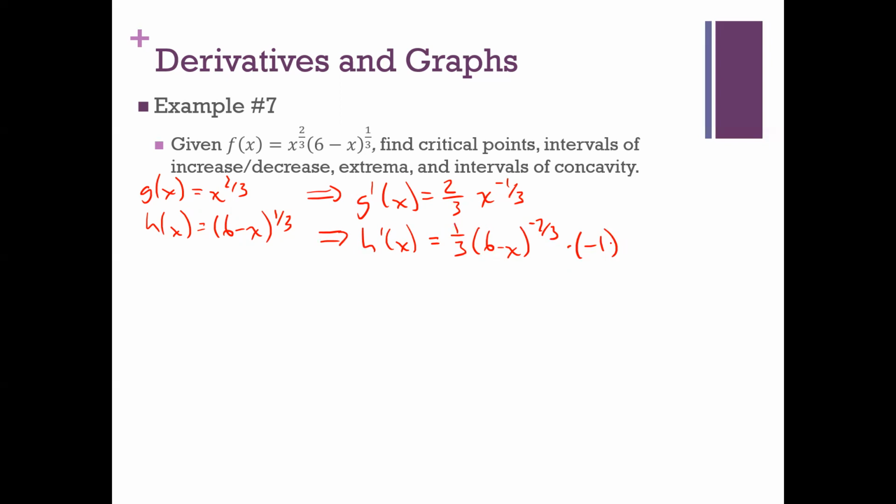All right, so based on my g and h and my g prime and h prime, I think I can do this. f prime of x is equal to negative x to the 2/3... So still kind of messy, but that's okay. All right, what would you like to do from here?